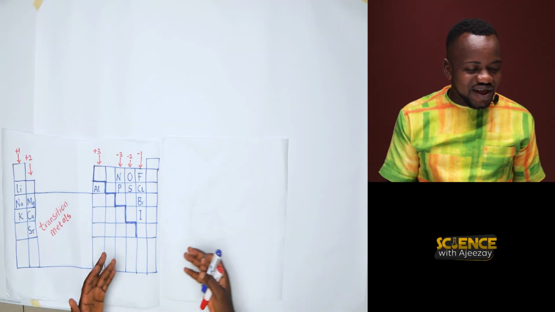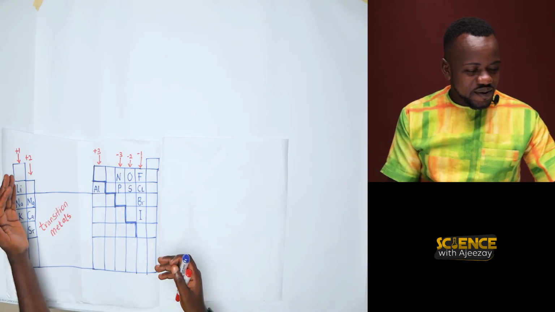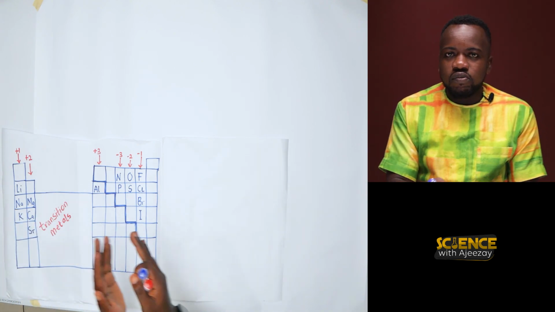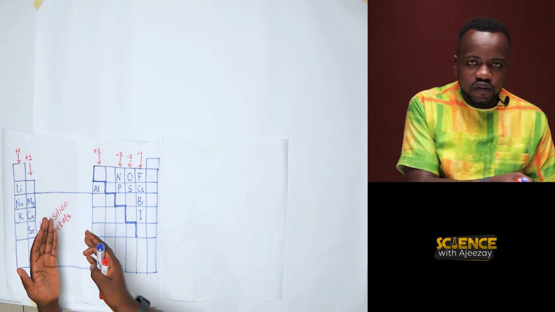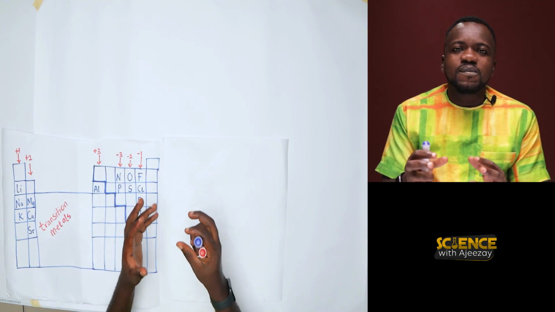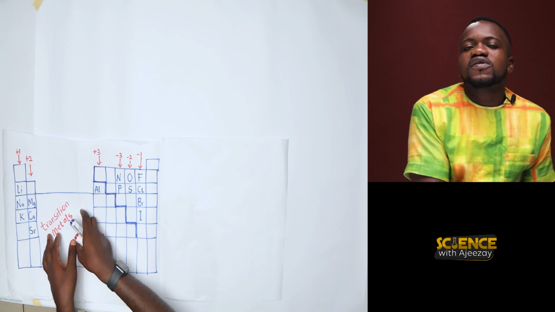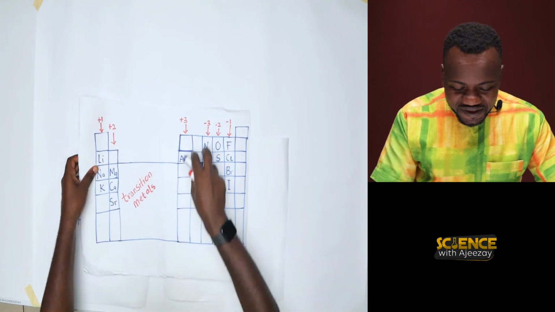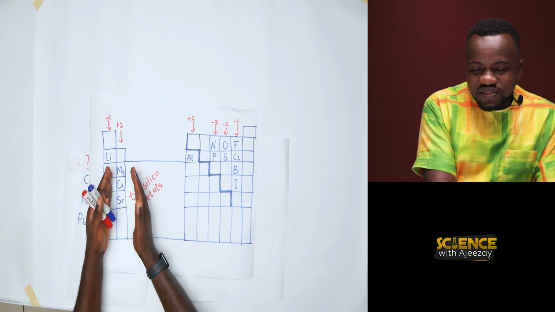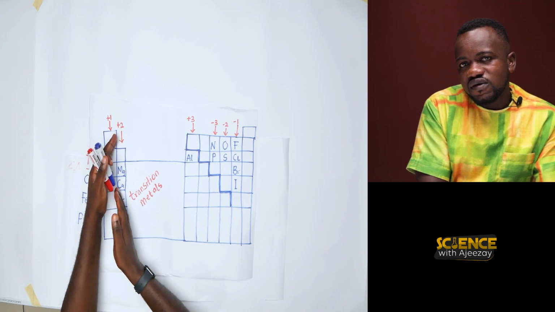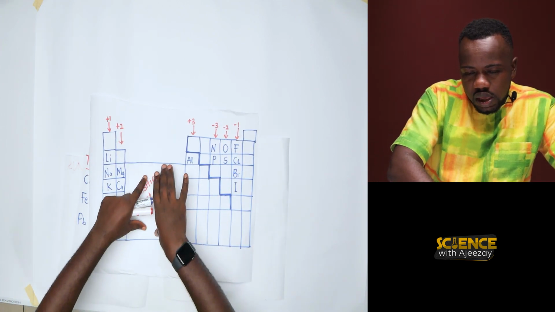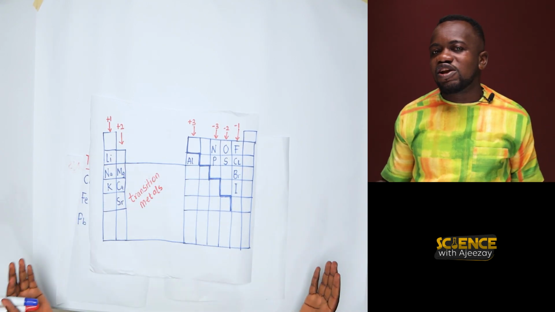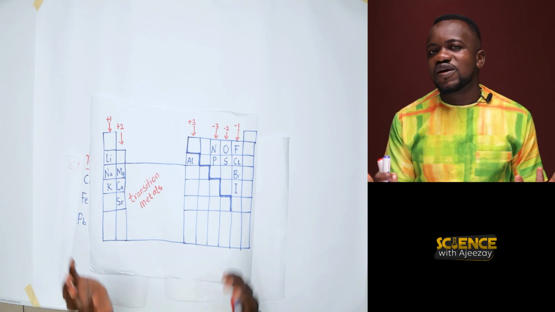So now that we've been able to look at naming of binary compounds made up of group 1, group 2, group 3 elements and a non-metal, let us look at the compound that is made up of the transition metals and a non-metal. When you look at your periodic table, in between the metals and the non-metals, there's a group in the middle of the periodic table. They are called the transition metals, and they have some unique properties.